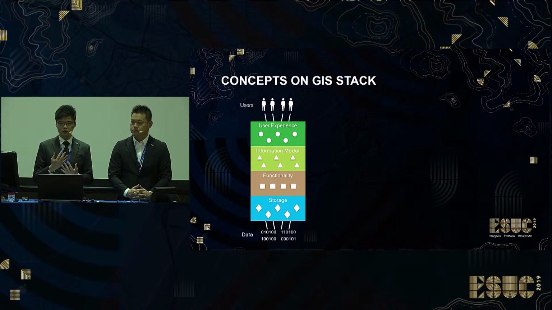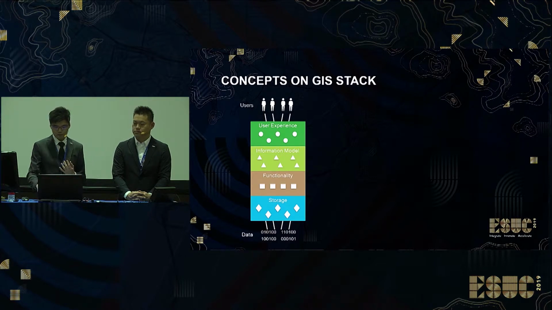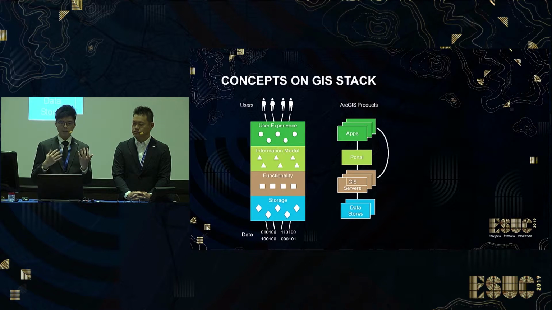And taking those data and functionality, making it into something meaningful and reusable is an information model whereby you can then provide something that makes sense to your users. And on top of that, encapsulating everything is a user experience, connecting the information product to the user via something like a web application. So how does all this then map to your various components of ArcGIS Enterprise?